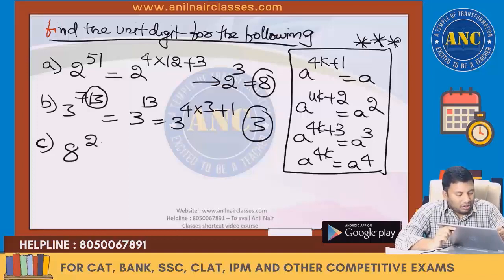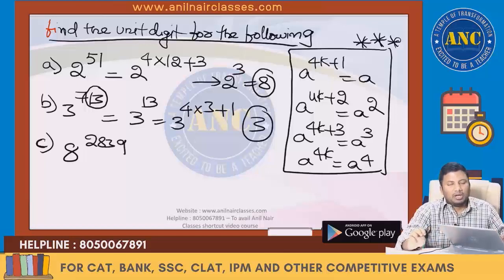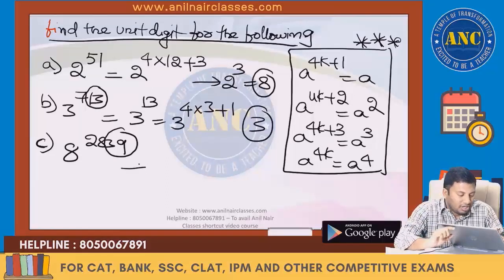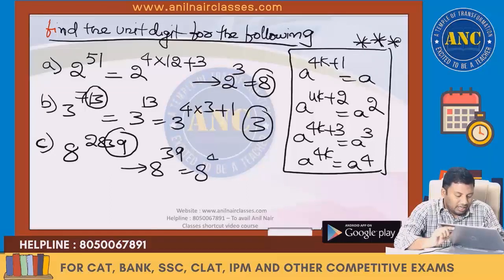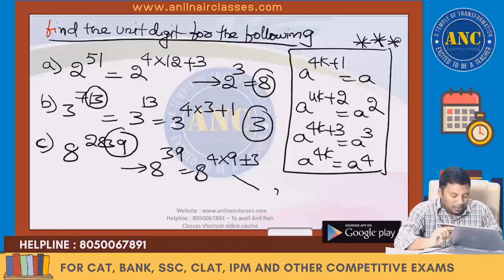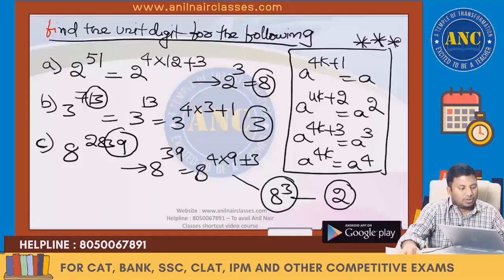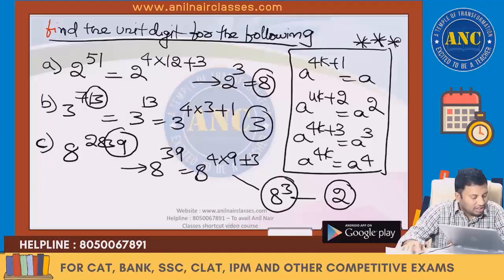8 power 2839. What is the unit digit of this number? Unit digit general cyclicity is 4. So this is equivalent to 8 power 39. 39 is 4 into 9 plus 3. A power 4k plus 3, it is a power 3. 8 cube is 512. Answer for this question is 2.